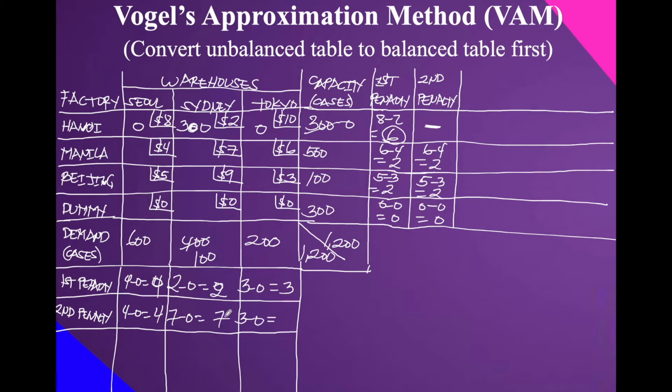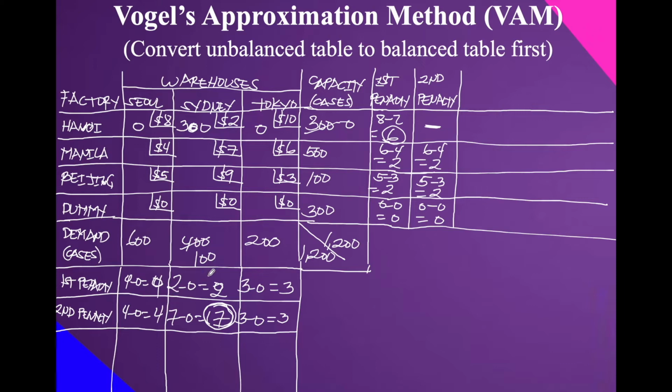Maliban dito pala sa Sydney. So, 3 minus 0 is 3. Okay. Now, the next one is to get the highest value of all our penalties. 2, 2, 0, 3, 7, and 4. The highest between all our second penalty is actually 7. Meaning to say, on this column of 7, dito tayo pipili ng next nating lalagyan, ng next nating allocation.